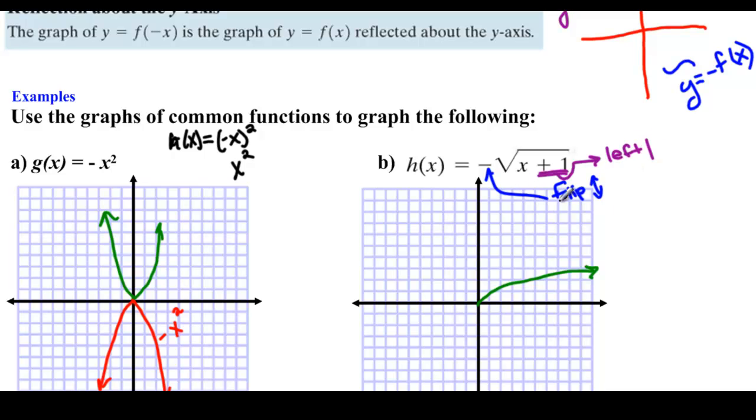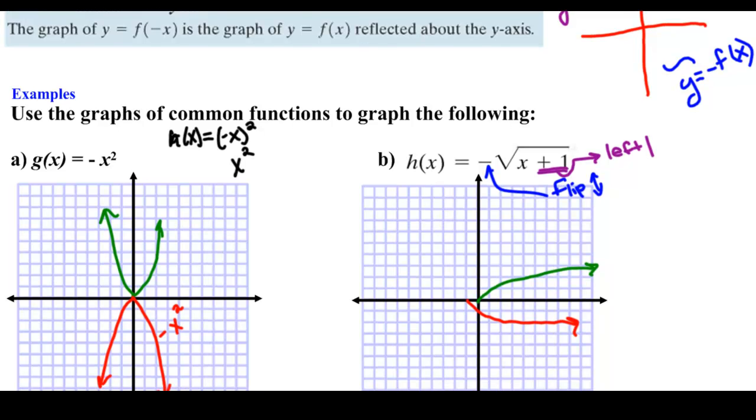So we need to flip this over. So whenever we flip it, there's our first step. And then our next step is to move it to the left 1. So we're going to end up right here.